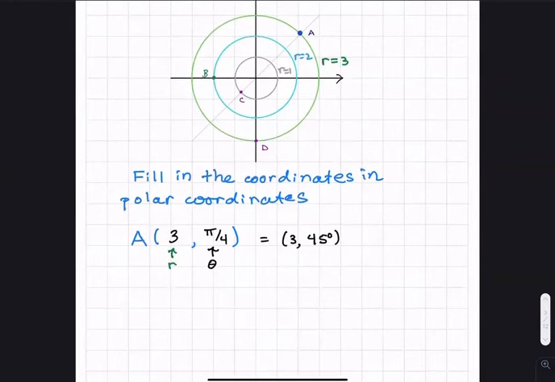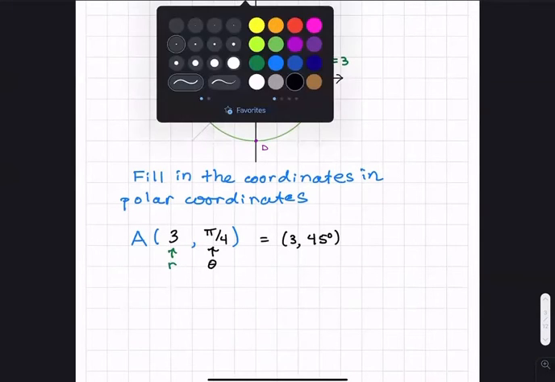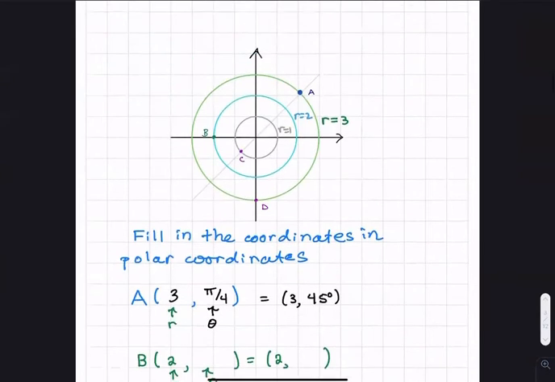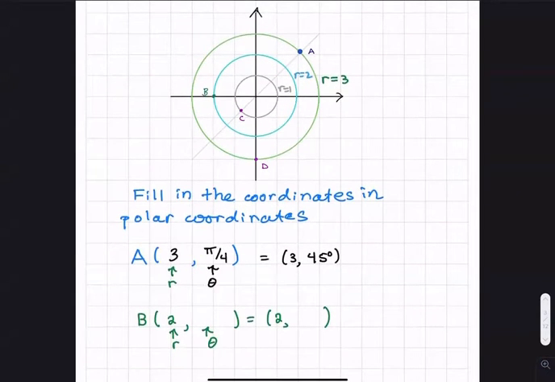Let's now move on to B. Now B lies on that circle where the radius is 2, so that's going to be 2 for the radius. And then what is the angle theta? Let's do one in radians and the other in degrees. Should we start off with degrees or radians? What's theta for B? Anybody want to speak up? Is it pi? Yes, pi, and that's 180 degrees.